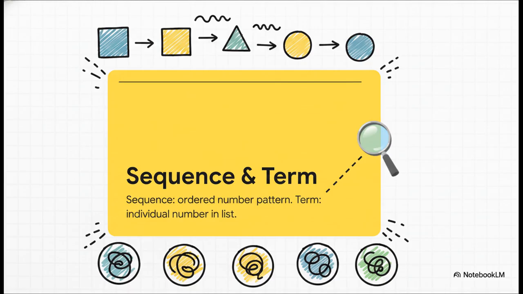Our first word is sequence. A sequence is really simply an ordered list of numbers that follows a specific pattern. Our second word is term. A term is just the fancy word for each individual number sitting within that list. So in a sequence of numbers, each number takes its turn as a term. If you can remember these 2 simple words, you're absolutely ready to analyze the numbers.